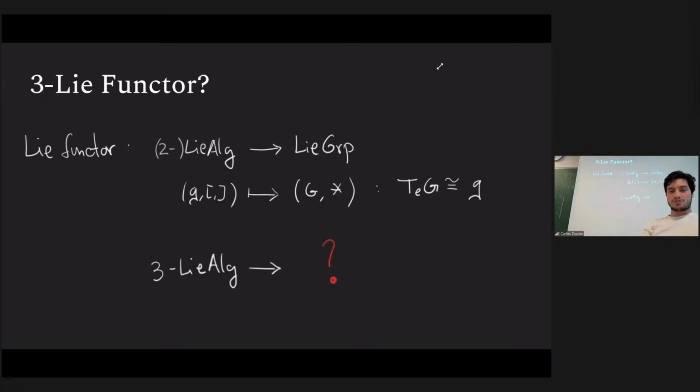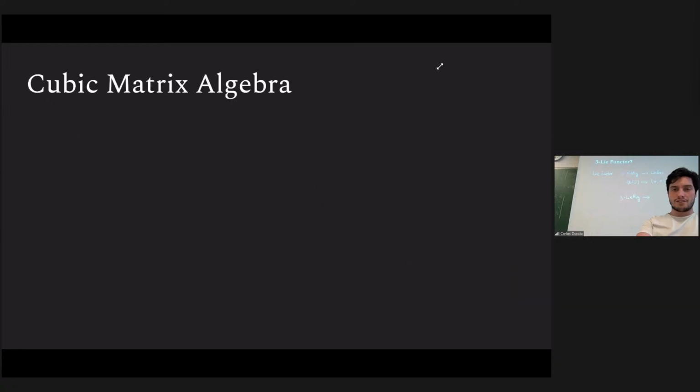So the big question is, if I give you a 3 Lie algebra instead of a 2 Lie algebra, what should I put in here? What is the infinitesimal analog of the exponential of a 3 Lie algebra? So this is an open problem. Nobody knows. It's unknown what you put there.